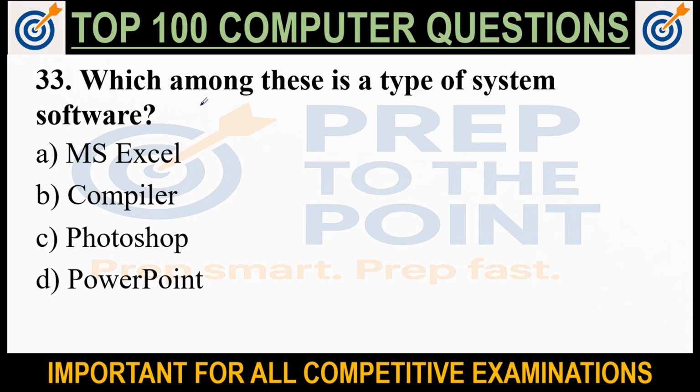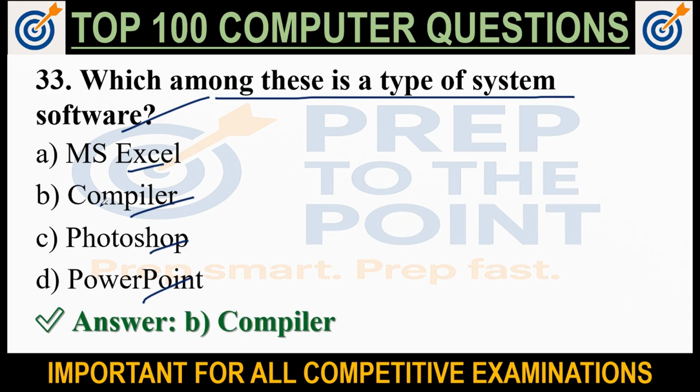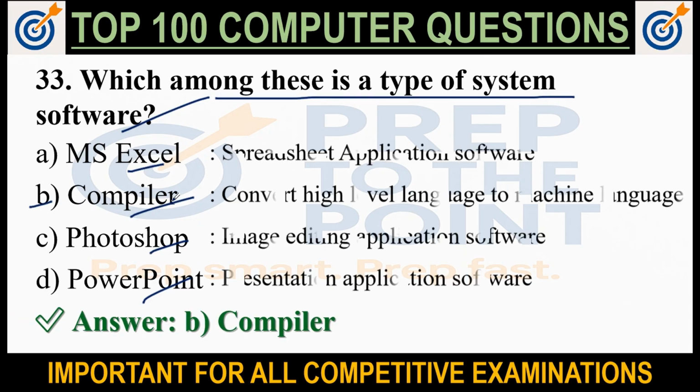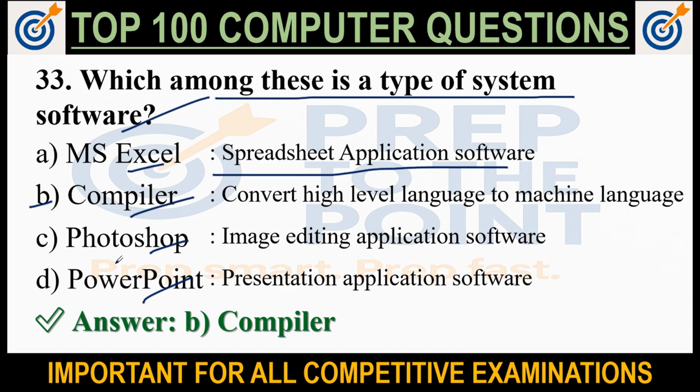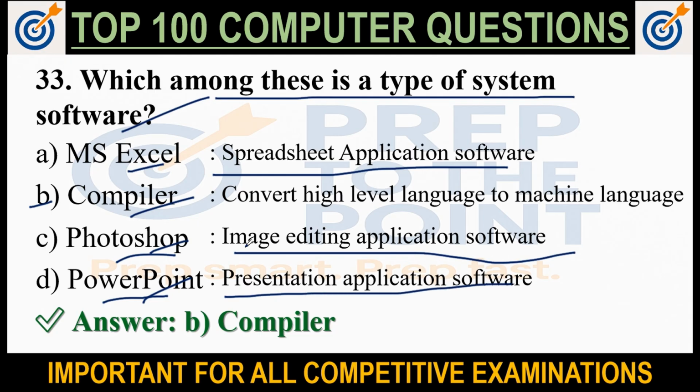Which among these is a type of system software? MS Excel, compiler, Photoshop or PowerPoint? The right answer is compiler, because we all know that MS Excel is spreadsheet and is an application software. Photoshop is an image editing application software, and PowerPoint also a presentation application software. Hence, compiler is the answer.